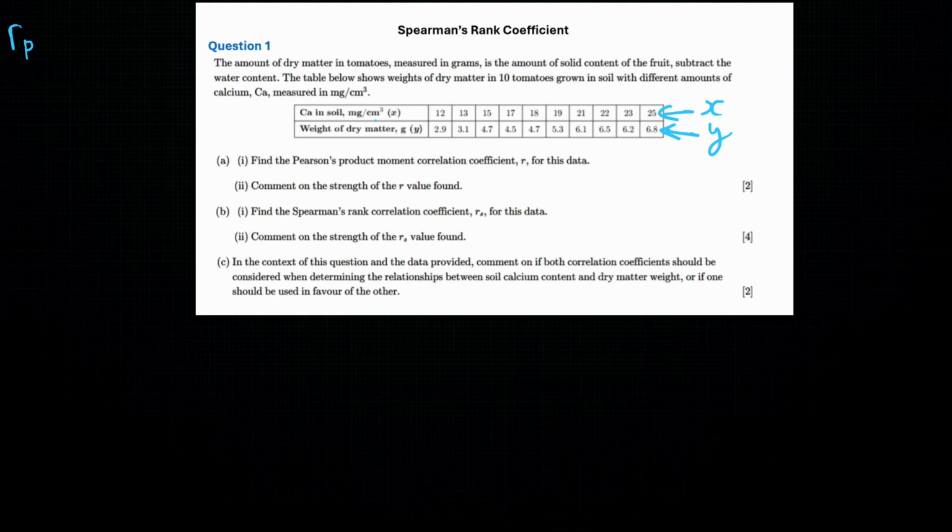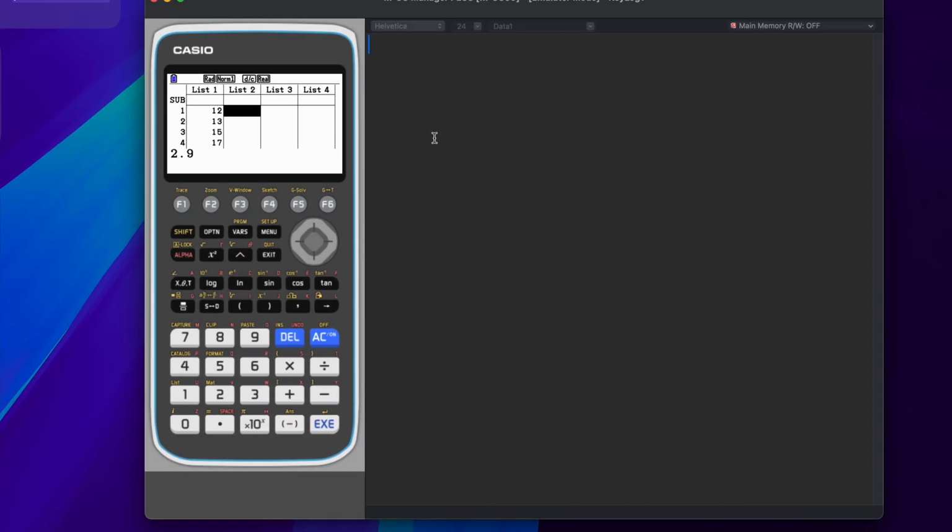And our Y values, these are the weights of dry matter this time. 2.9. Make sure to put them in the order they appear in the table that's provided. So 3.1, 4.7, 4.5, 4.7 again, 5.3, 6.1. I'll talk about what happens when you have repeat data, because for Spearman's correlation, since you're ranking them, it's quite important what you do with that data. 6.5, 6.7, and 6.8.